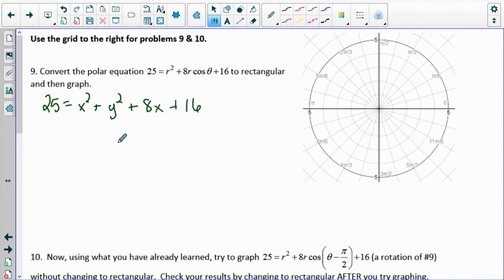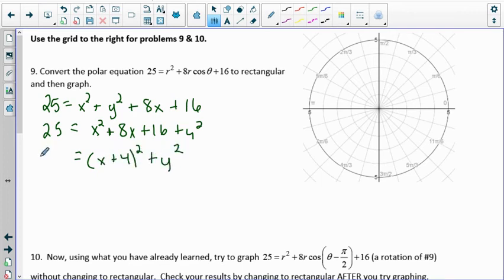Notice I did not move that 16 over, and hopefully you will remember not to do that as well when you see a problem like this in the future, because this problem actually has already been completed, meaning its square has already been completed by the way it was written out. So the 16 here actually becomes the completed square with the x squared and the 8x. So this is actually x plus 4 squared plus y squared equals 25. So this has a center at -4, 0 and a radius of 5.